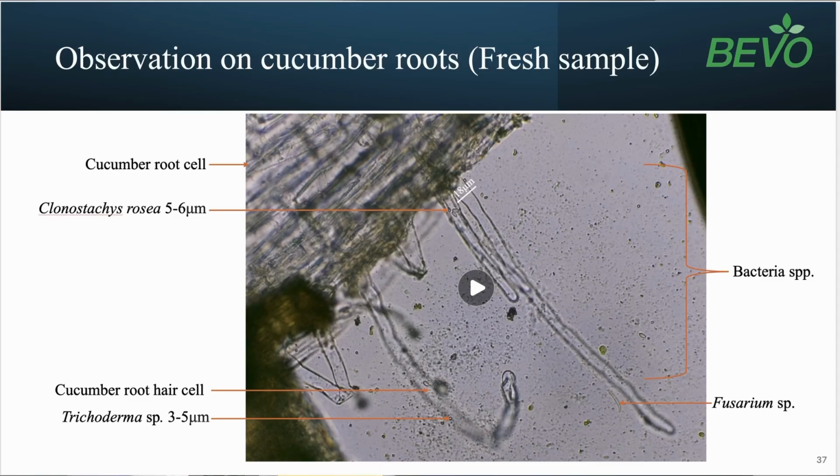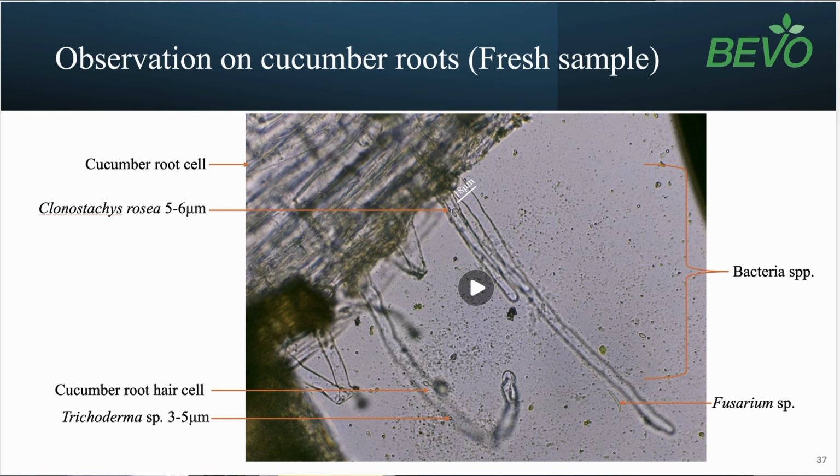I'm not convinced that it's Prestop in there, so I took another picture. In this case, it's a fresh sample of the root cell directly from the rock wool itself. In this picture, we see that cucumber root cell, and then we have the root hair cell directly outside from the roots.